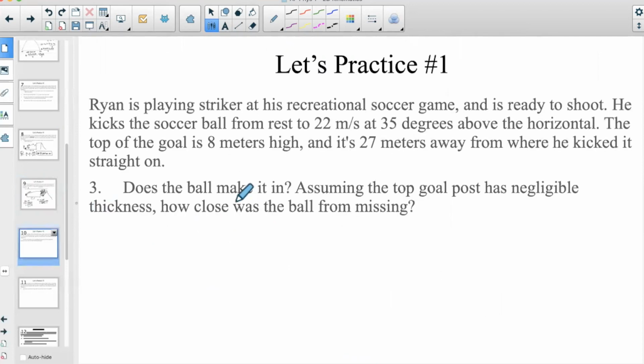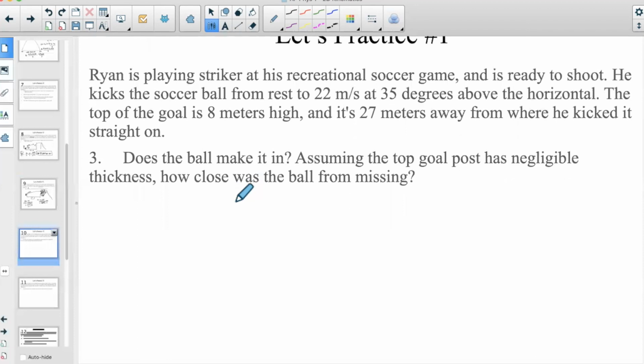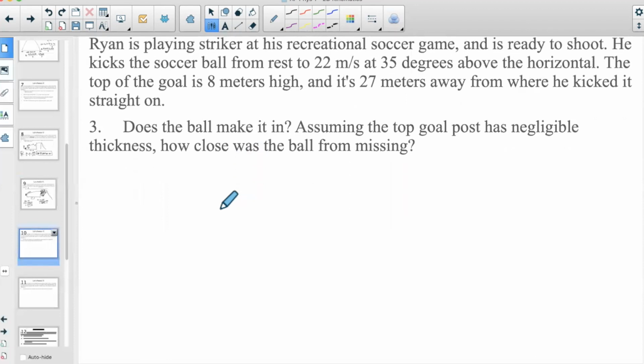On part 3, here's the application. Does the ball make it in? Assuming the top goal post has negligible thickness, how close was the ball from missing? So this is the kind of thing AP graders are going to ask a lot. It makes you think a little. You can't just plug in numbers and figure out the answer. You have to think about it.